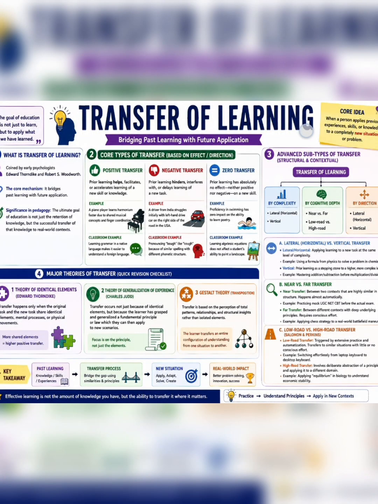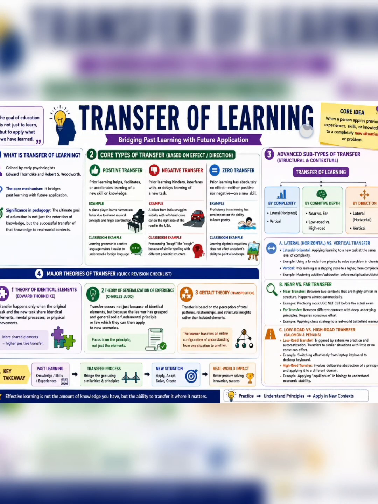Number one is positive transfer. Prior learning helps, facilitates, or accelerates learning of a new skill or knowledge. For example, a piano player learns harmonium faster due to shared musical concepts and finger coordination. Number two, negative transfer. Prior learning hinders, interferes with, or delays learning of a new task. For example, a driver from India struggles initially with a right-hand drive car on the right-hand side road in the USA.